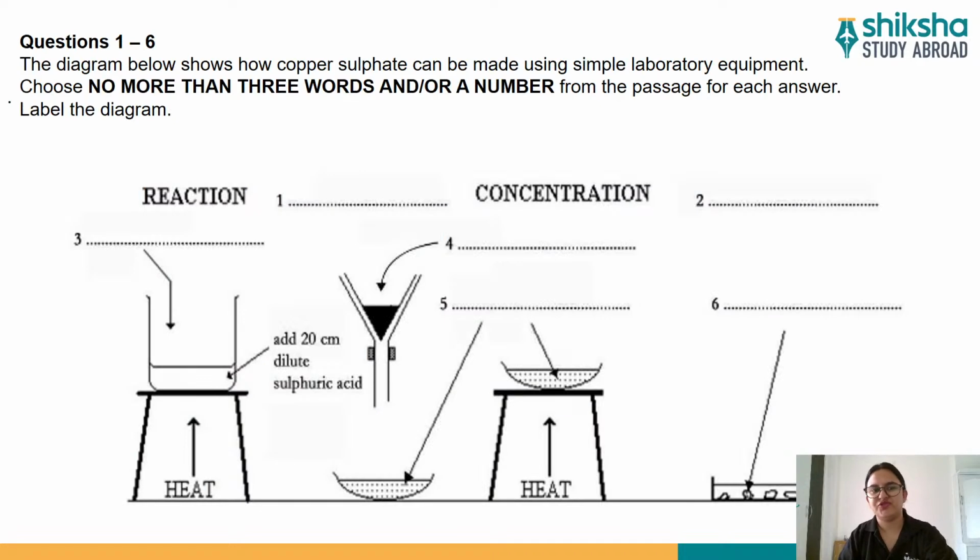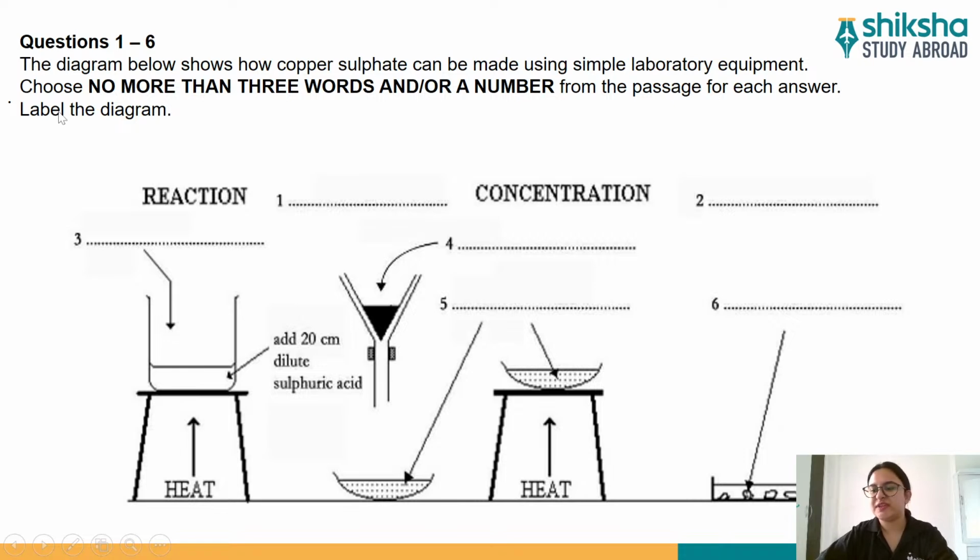Now, if we look at the question in the next slide, you can see a diagram which has been given to you with a lot of blanks. Basically you have to fill in the blanks in the diagram label questions. The question might look like this: questions 1 to 6. This is just a sample question. It says the diagram below shows how copper sulfate can be made using simple laboratory equipment. So we know this is a diagram based on how copper sulfate can be made using simple laboratory equipment.